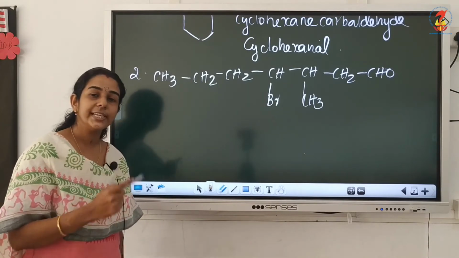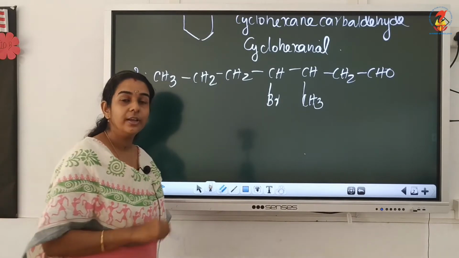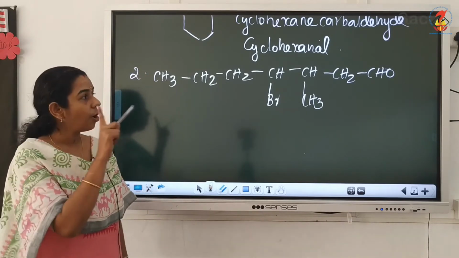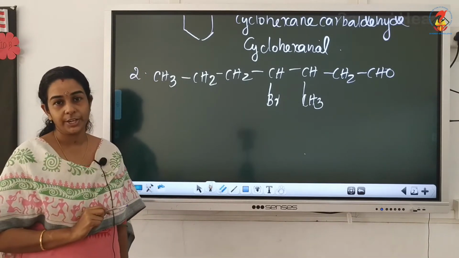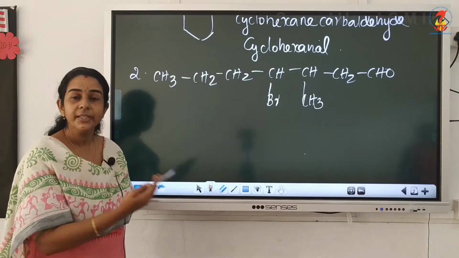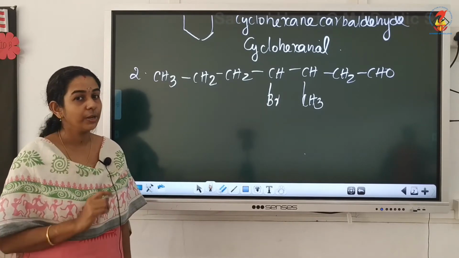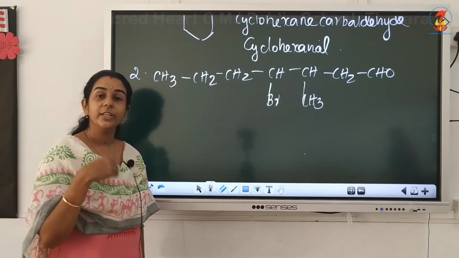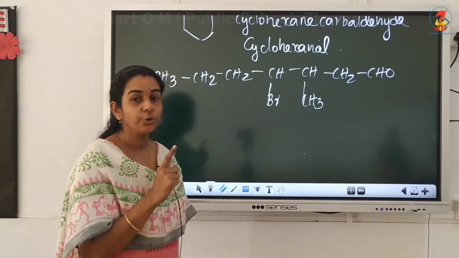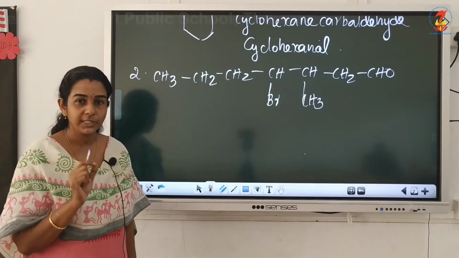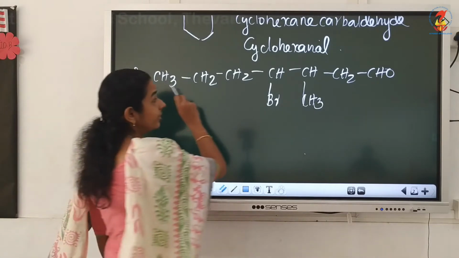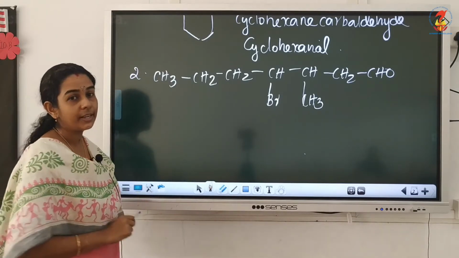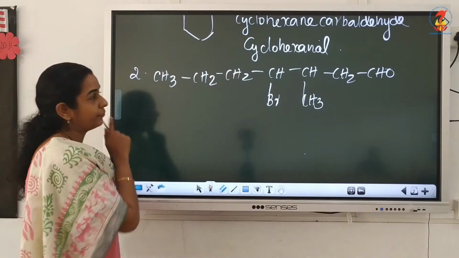Now, after selecting the parent chain, what is the second rule? Number the carbon atoms present in the longest carbon chain or parent chain. When we number the carbon atoms, you have to remember one thing: the functional group attached carbon, or the carbon with branches, should get the lowest possible number. The straight chain is the longest chain here, so from where should we start the numbering? From right to left.